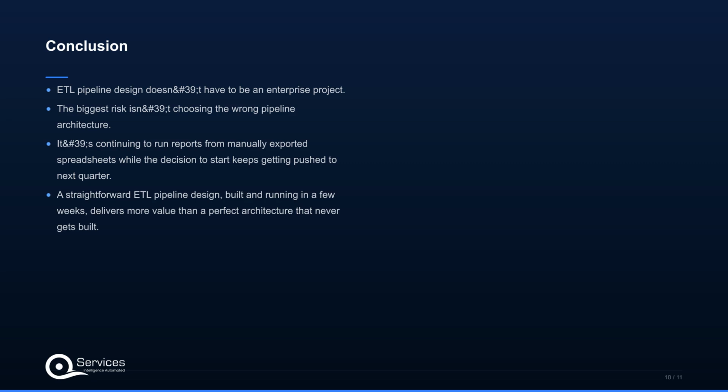Start with your 2 or 3 most important data sources, build a basic pipeline that runs nightly, validate the numbers against your source systems, and expand from there. The biggest risk isn't choosing the wrong pipeline architecture. It's continuing to run reports from manually exported spreadsheets while the decision to start keeps getting pushed to next quarter. A straightforward ETL pipeline design, built and running in a few weeks, delivers more value than a perfect architecture that never gets built.